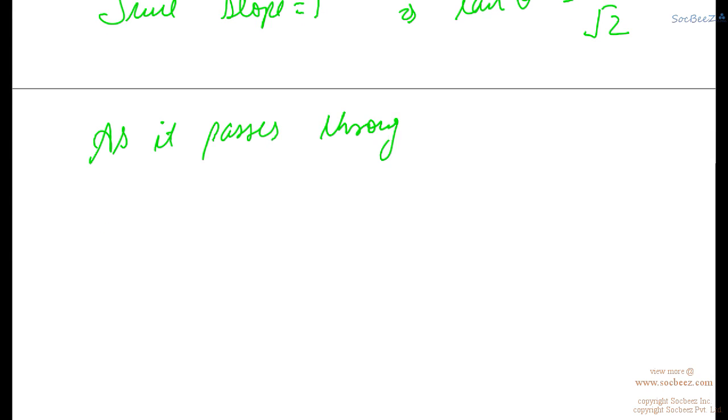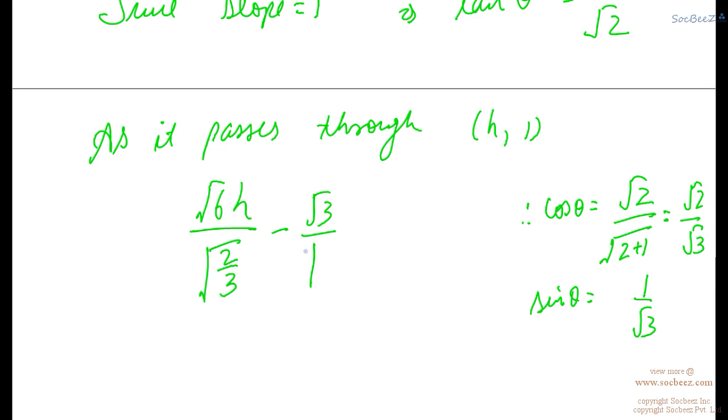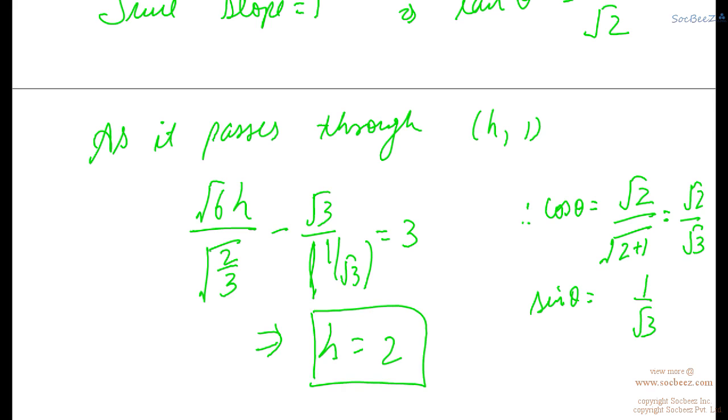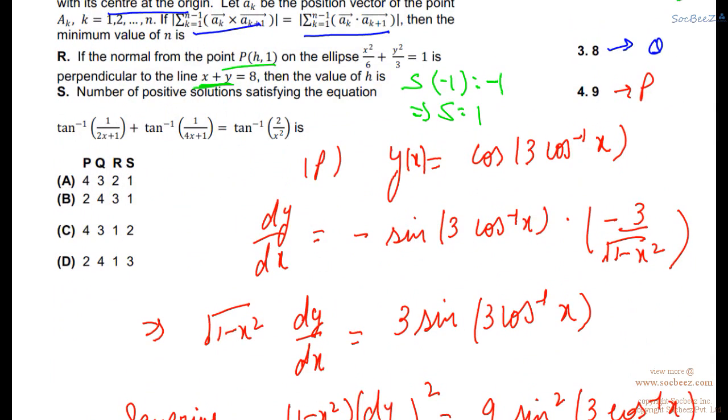Now as it passes through (h, 1), we can write root 6 h upon cos theta, since tan theta is 1 upon root 2, so cos theta is equal to root 2 upon root 3, and sin theta is similarly 1 upon root 3. So root 6 h upon root 2 upon root 3 minus root 3 upon 1 upon root 3 is equal to 3. If we simplify it, we get h equals 2. So the value of h is 2. Okay, so here 2 corresponds to R.